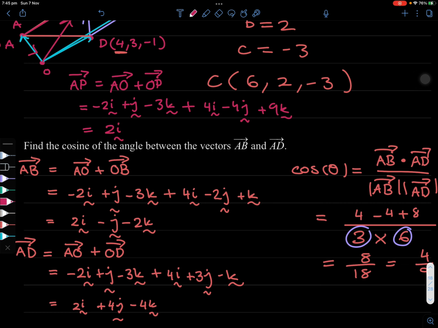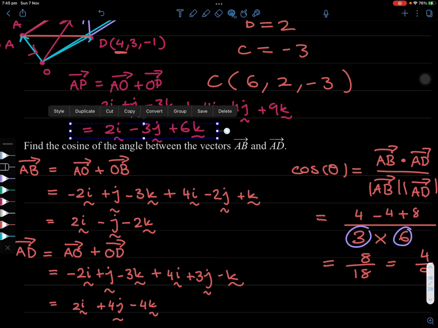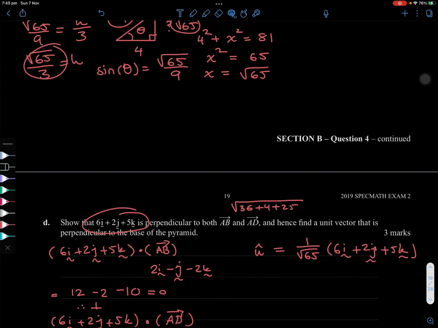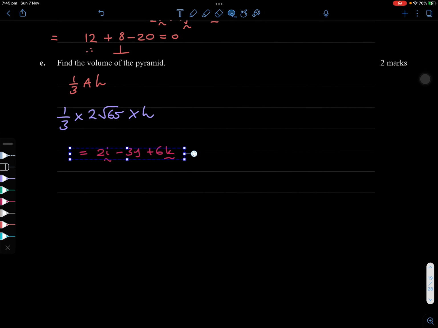And that's going to give us 2i minus 3j plus 6k. Okay? That is our slant edge for AP. Now, I'll draw a better diagram down here. This is what AP is, right?